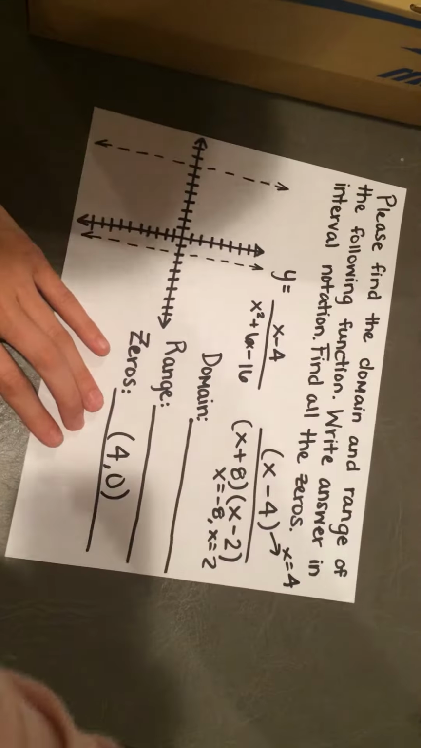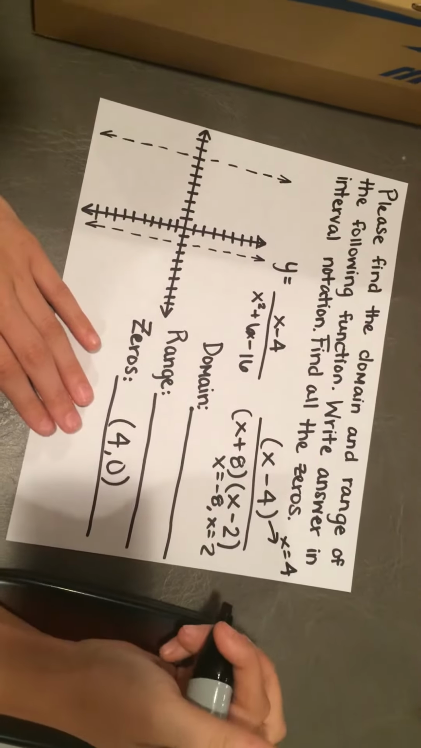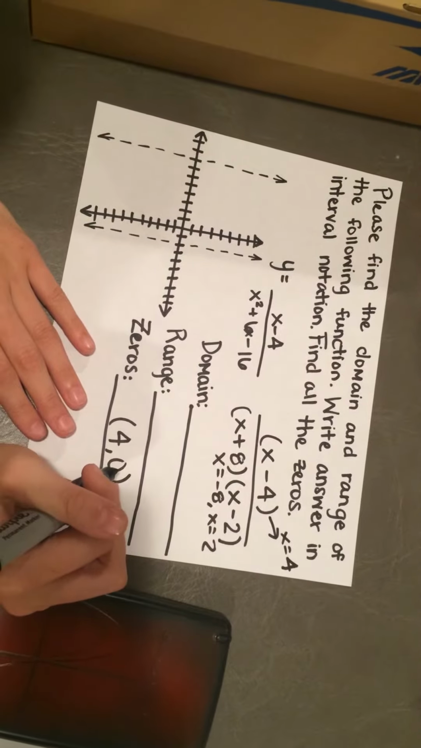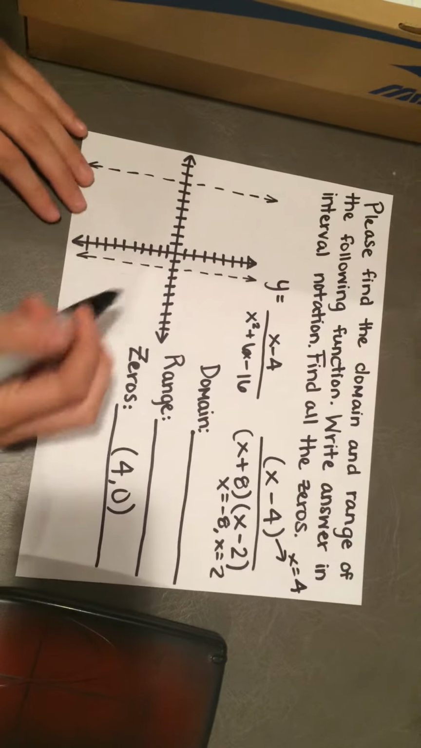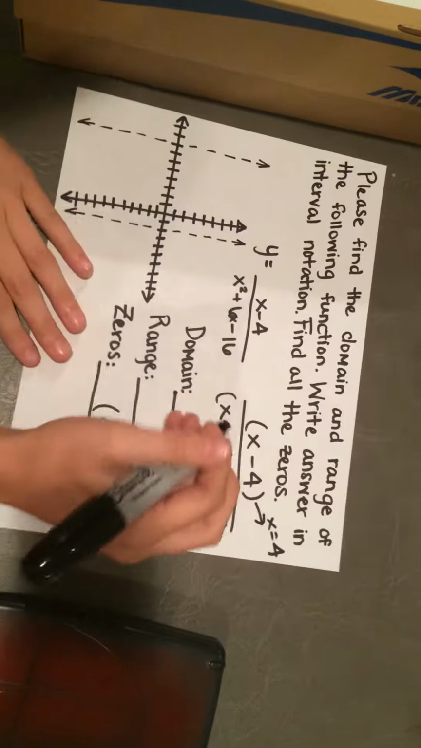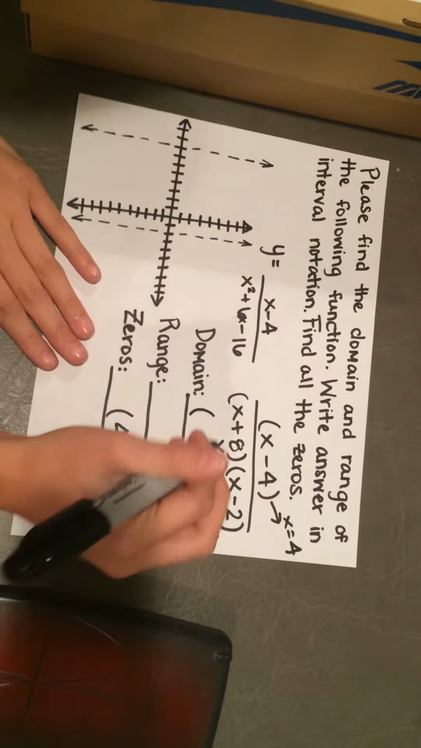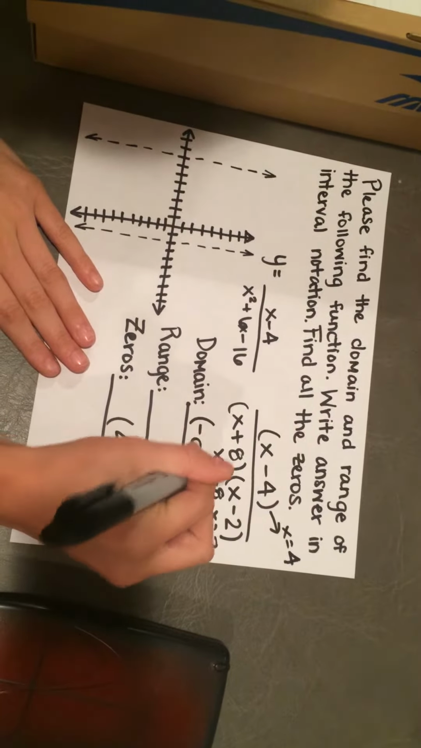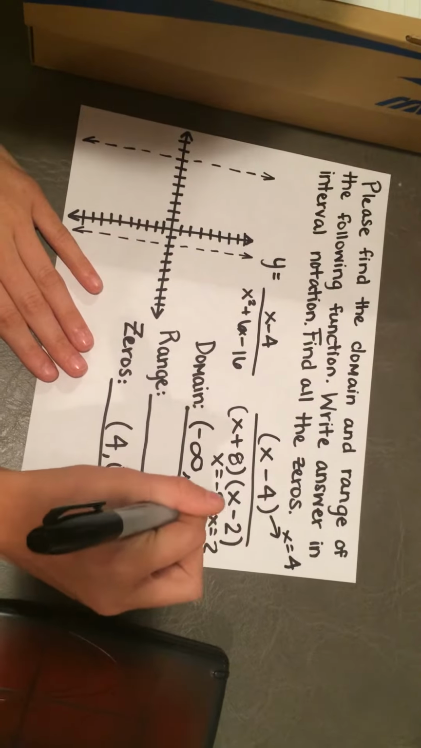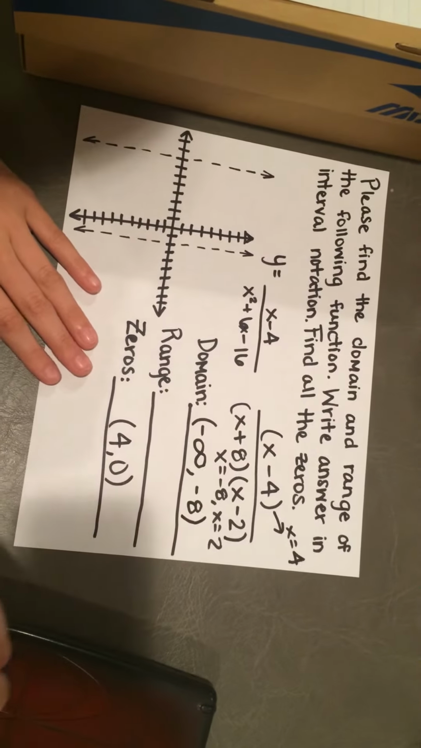And I can also use my calculator to graph it to find that because I can just go to the table or I can find the 0 on my calculator. But this is basically telling me then that the domain is going to be -infinity to -8, not including the 8 because there's an asymptote.